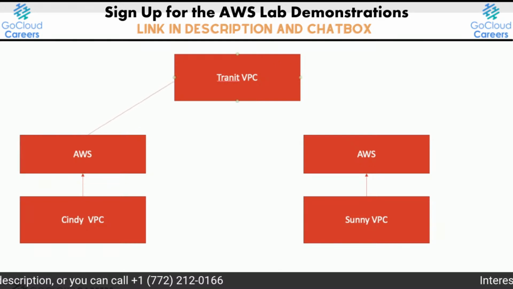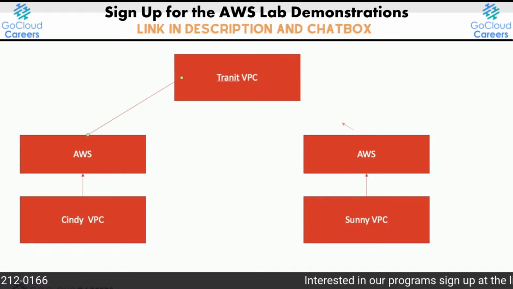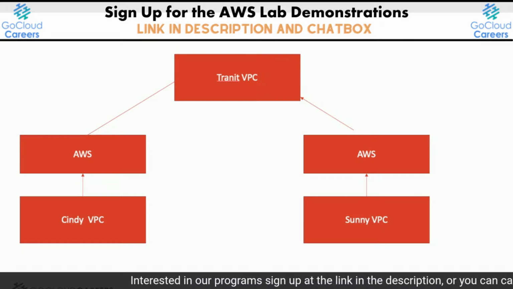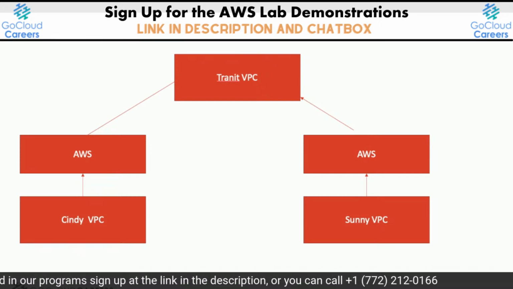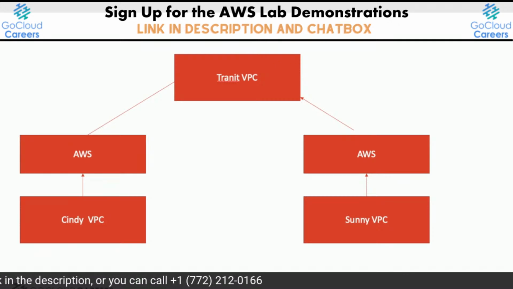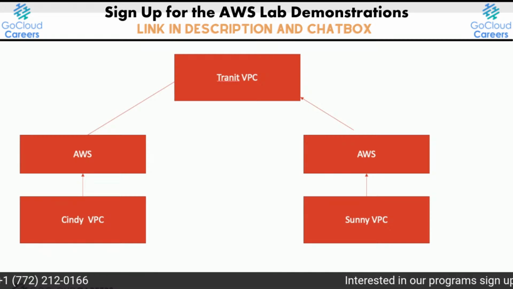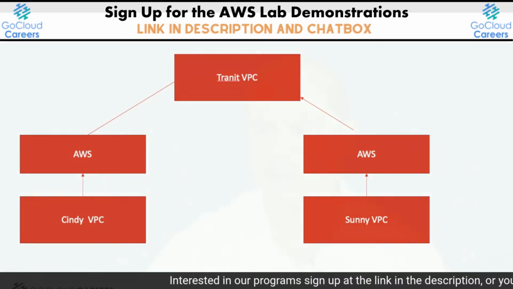Now, by comparison, we create this transit VPC, and now Cindy and Sunny can talk to each other over the AWS network without buying routers, without buying private lines from internet service providers. That's what we're talking about with the transit VPC. It's a means for two organizations to talk to each other. So I hope I answered your question there.